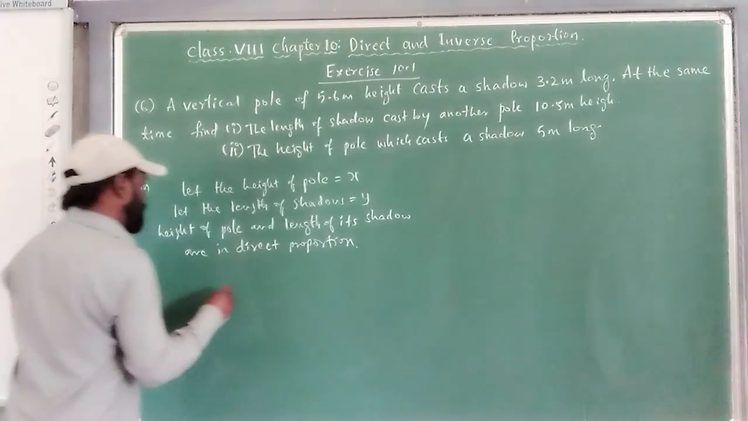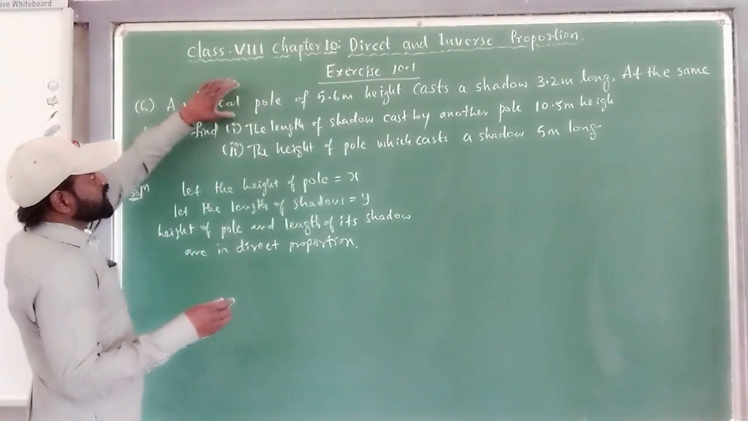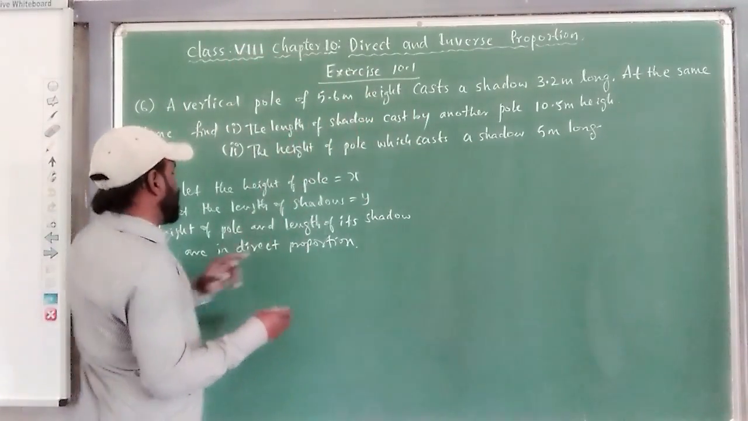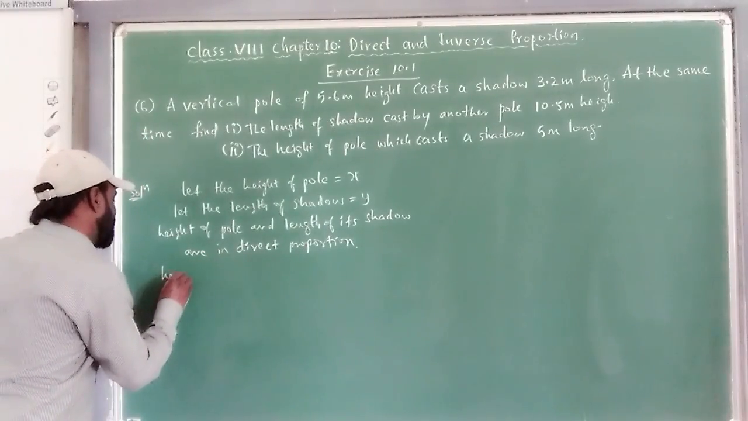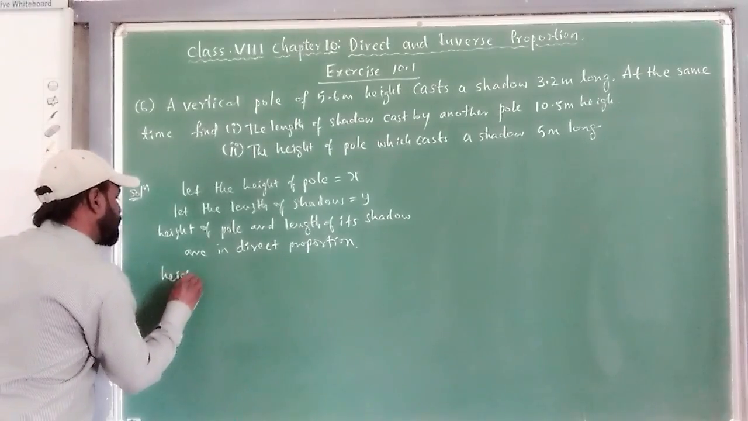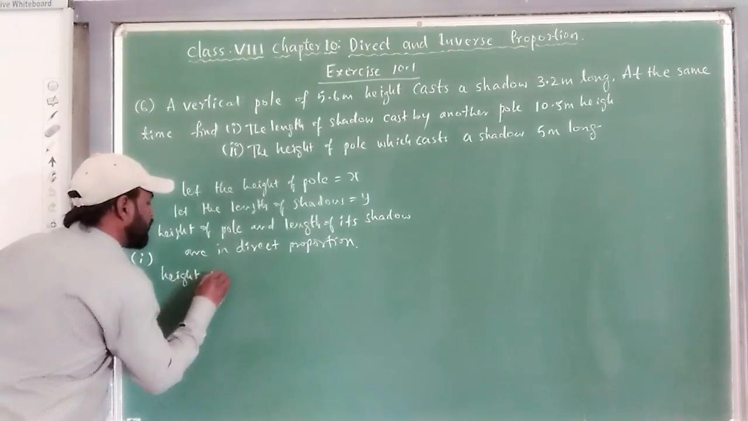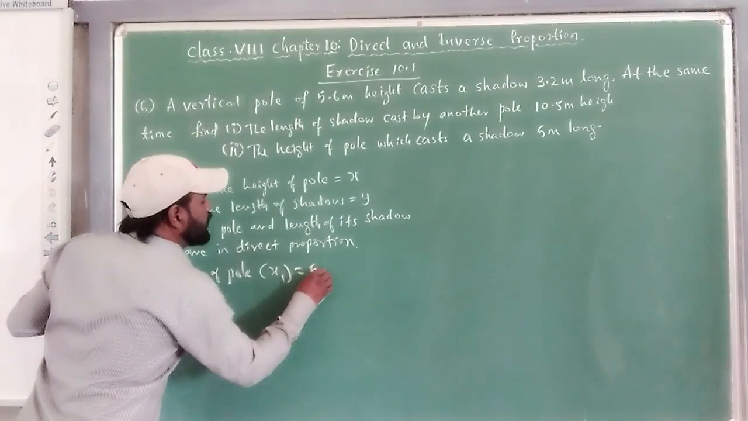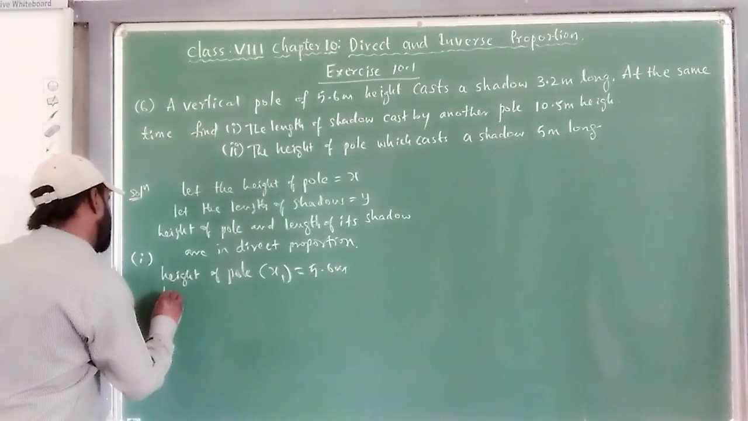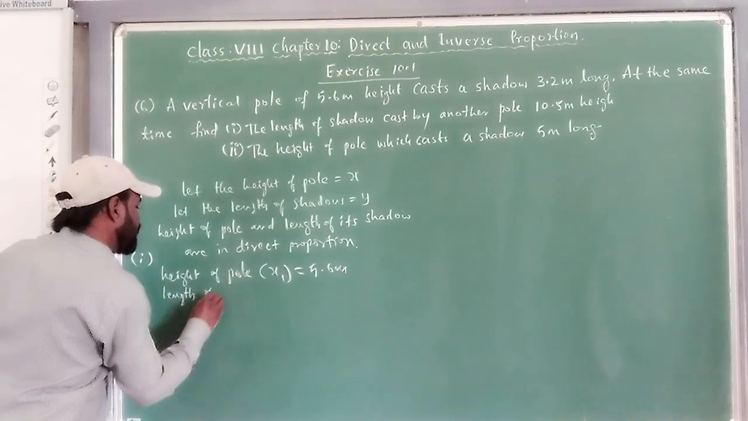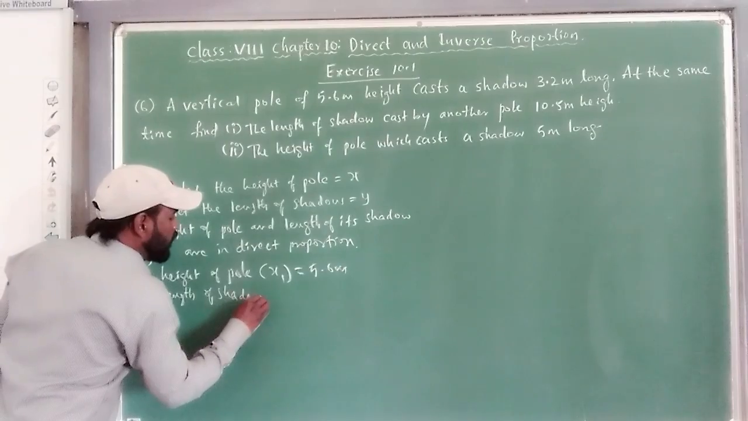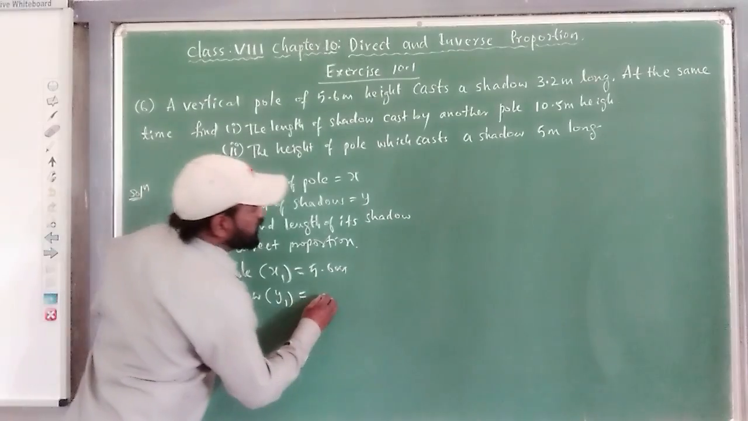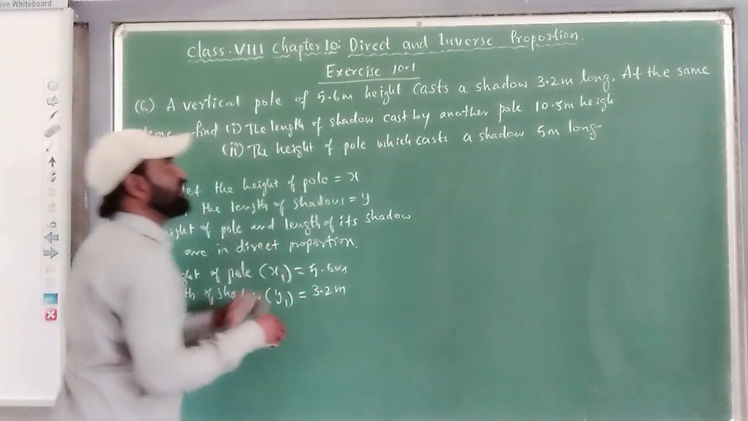Okay, direct proportion. So, what is the first information given? Length of the shadow and height of the pole. In the first condition, the height of the pole we take as x1, that is 5.6 meters. The length of the shadow when the pole is 5.6 meters is y1, that is 3.2 meters. This is given in the question.